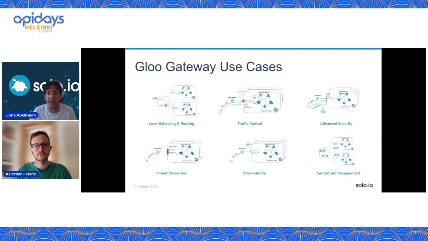So what is our Gloo Gateway? It offers 6 main use cases, with GraphQL being an extra one. One is load balancing and routing. How do I make sure to route traffic to different clusters, things like failover, load balancing, etc. Traffic control. How do I manage things like blue-green deployments, canary deployments, or HTTP redirects, header rewrites, header injections, retries, and so on.